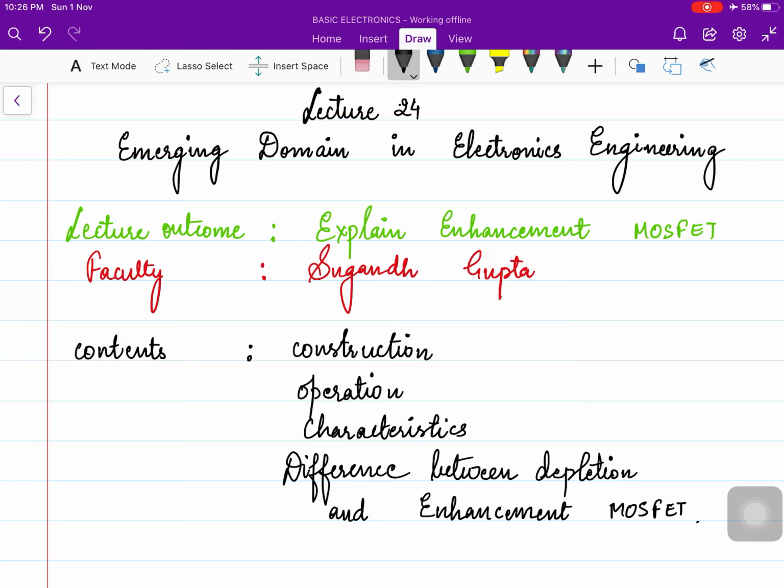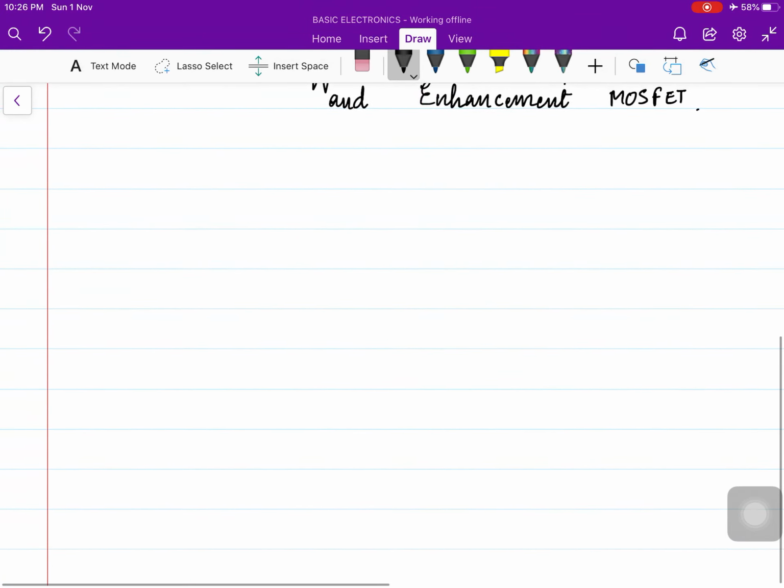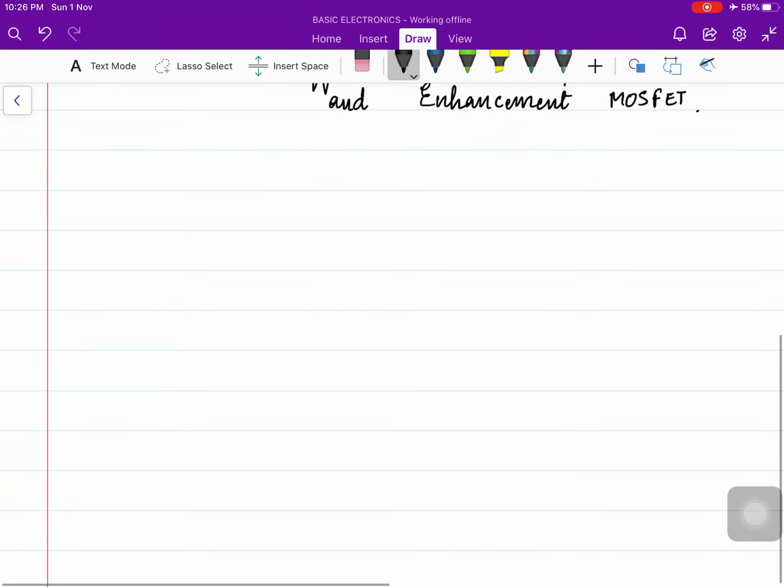In today's lecture, we will discuss enhancement MOSFET. In the previous lecture, we discussed the types of MOSFET that were of two types, depletion MOSFET and enhancement MOSFET. We discussed depletion MOSFET in the previous lecture itself. Now in today's lecture, we will discuss enhancement MOSFET. So let's move towards the enhancement MOSFET.